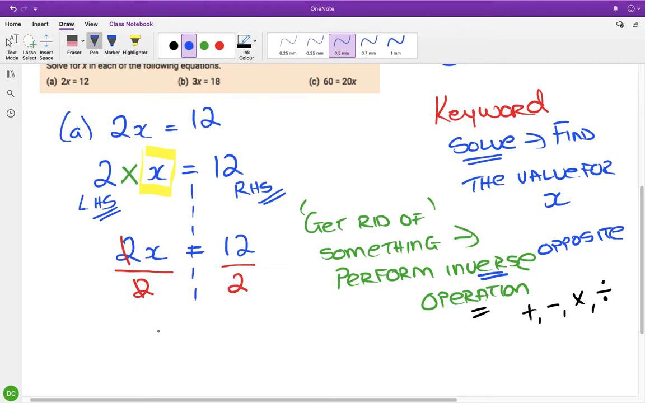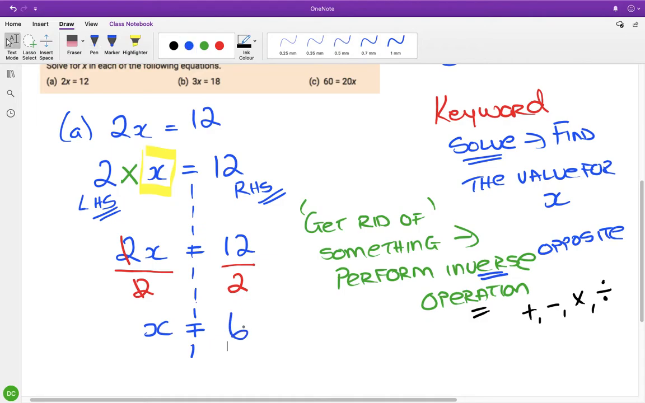So now my 2's are gone. So I have the x, and as I wanted, it is now isolated. It is now the only thing on the left-hand side because the 2's are gone. And on the right-hand side, the operation that I have to perform is 12 divided by 2, which is 6.